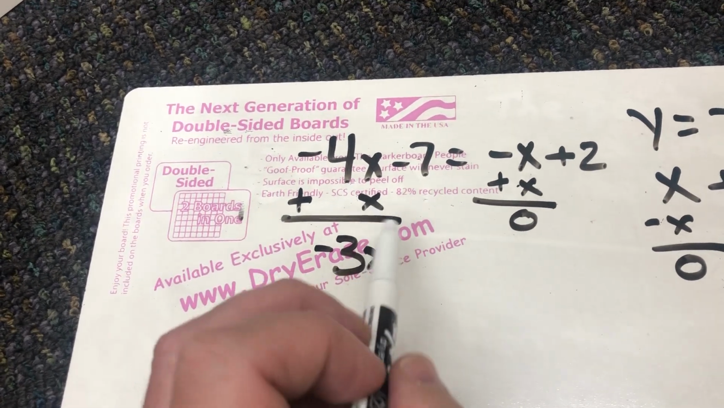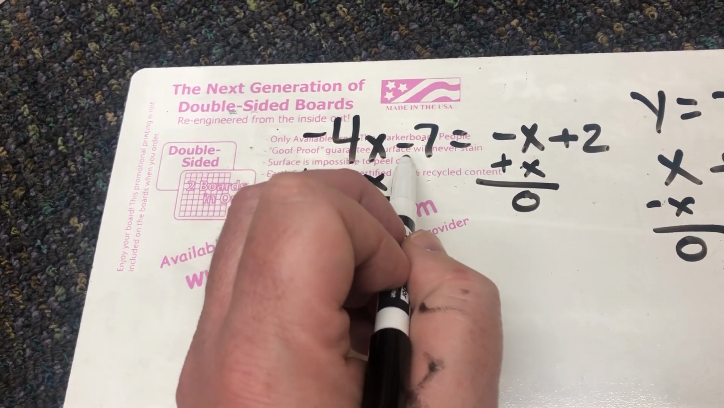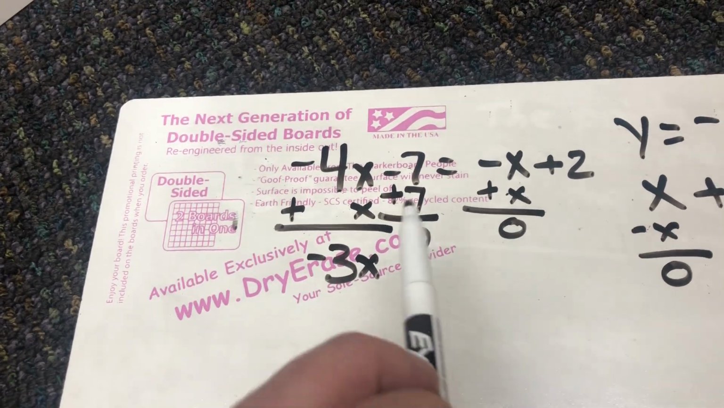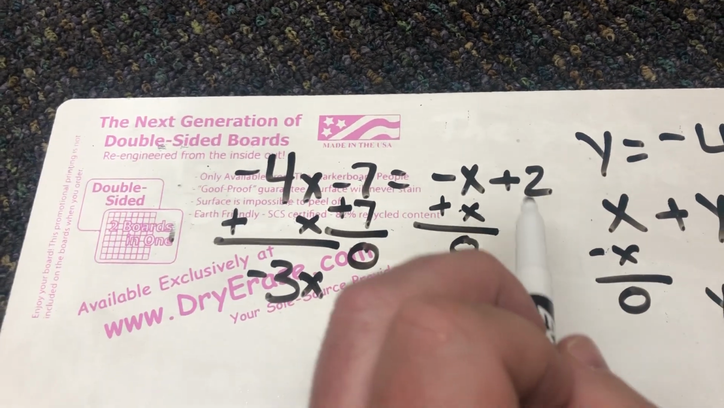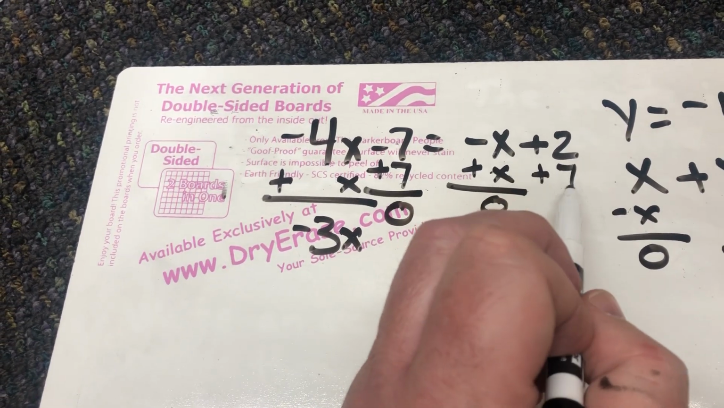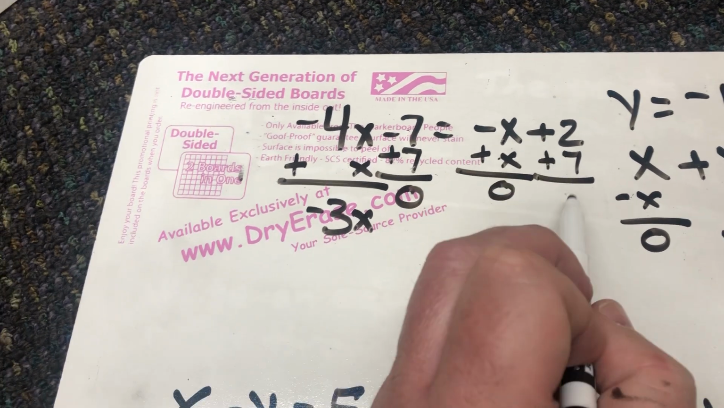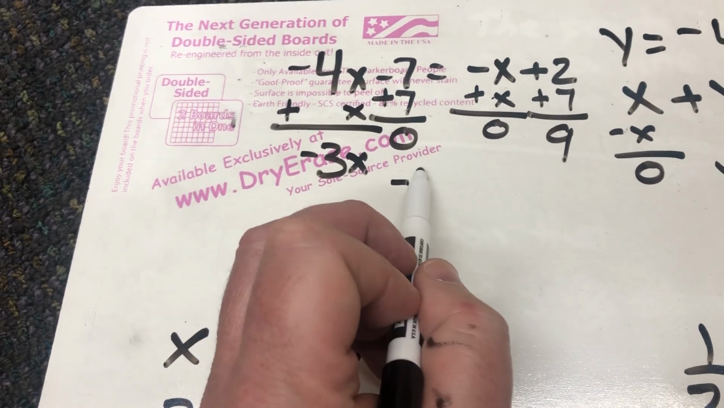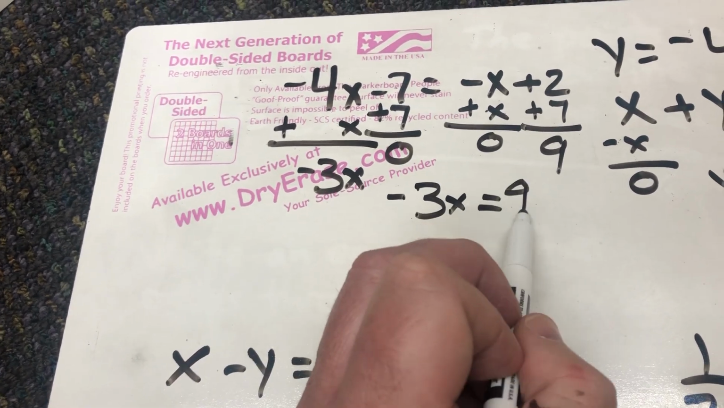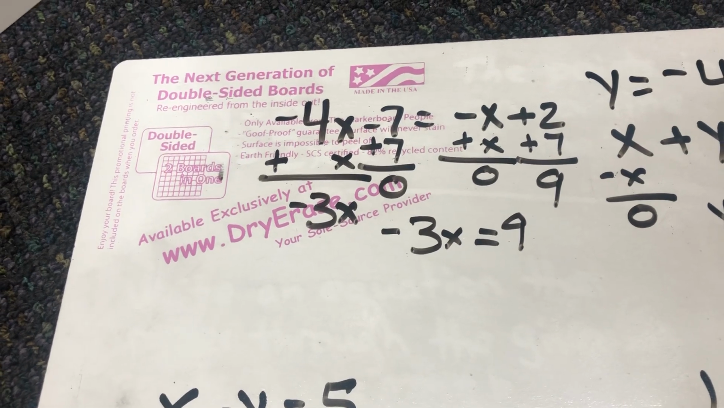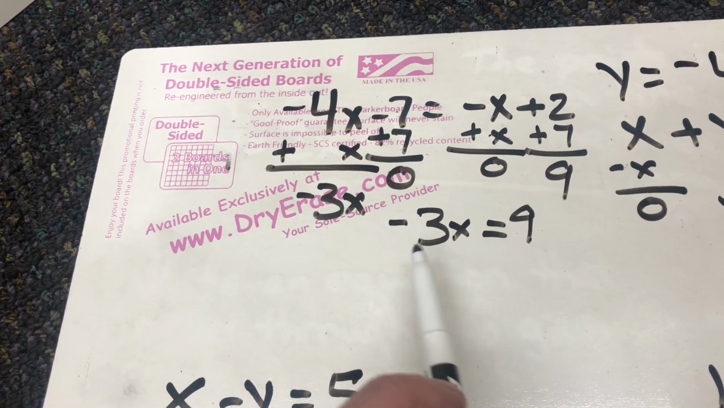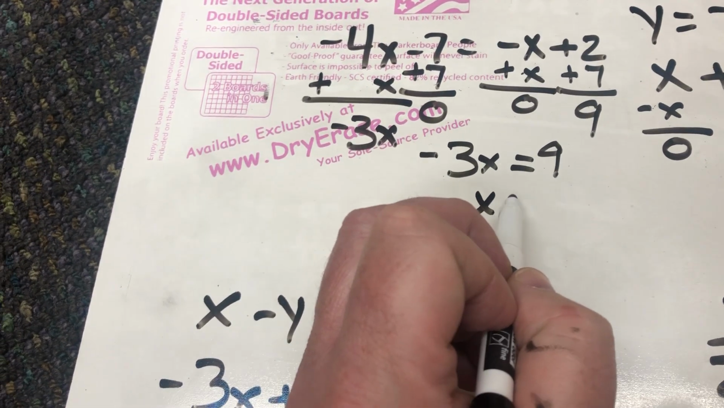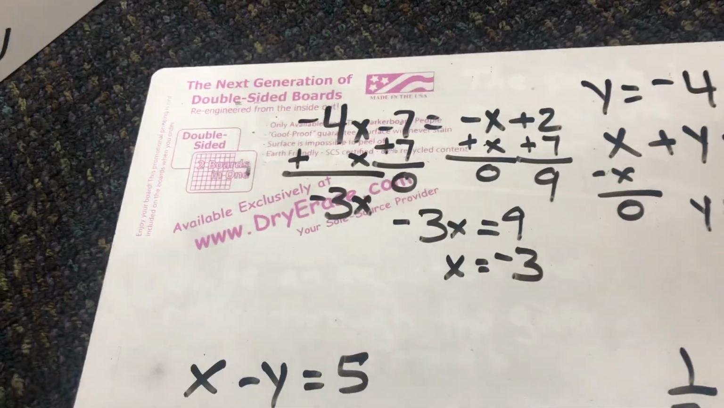I have to get a 0 on both sides, so I have to get a 0 on this side. This is negative 7, so I have to add 7 to make 0. But if I add 7 to this side, I've got to add 7 to its like term on this side, and 2 plus 7 is 9. And amazingly, once again, 8th grade, you see how that works. Negative 3x equals 9. And then to solve for x, I just have to do 9 divided by negative 3. Well, 9 divided by negative 3 is going to tell me that x equals negative 3.